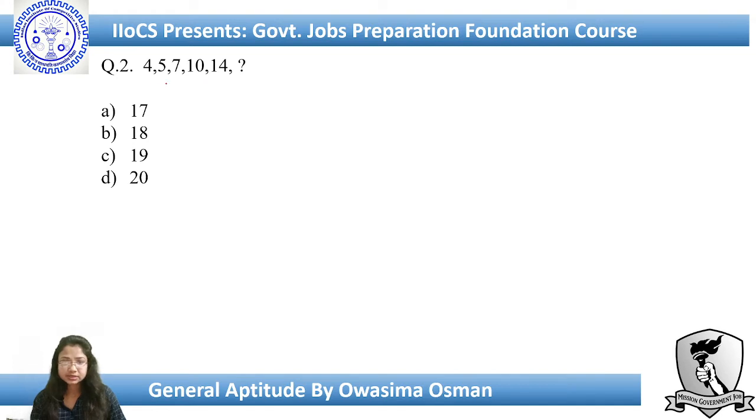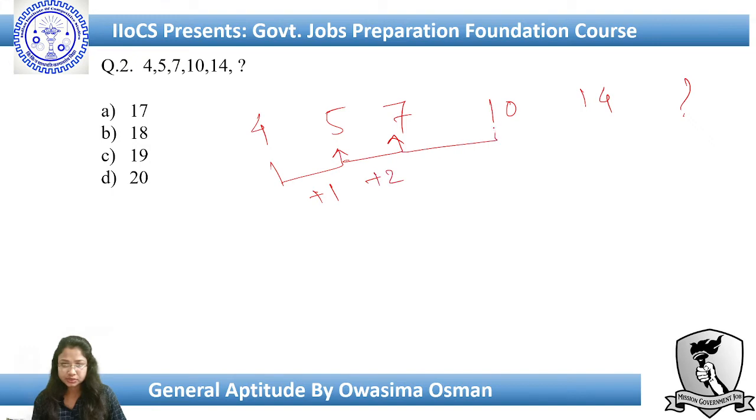series is 4, 5, 7, 10, 14, and you have to find out the next term. So here you can see, if we do 4 plus 1 it will be 5, if we do 5 plus 2 it will be 7, if we do 7 plus 3 it will be 10, if we do 10 plus 4 it will be 14.